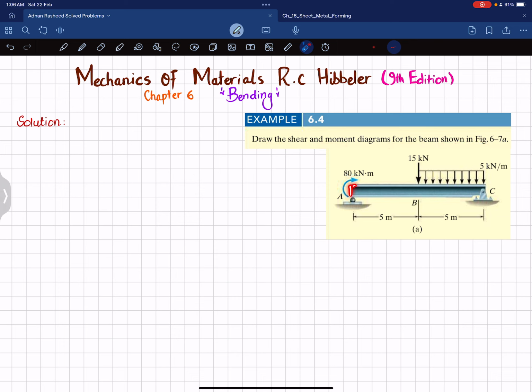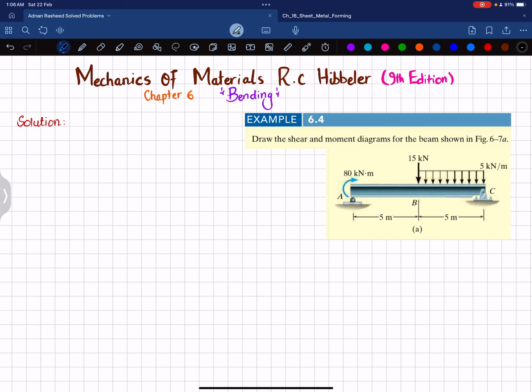So you can see this is a simply supported beam having a roller support at point A and a pin support at point C. And at point A, we have a clockwise moment of 80 kilonewton meter, and from B to C, there is a distributed load of 5 kilonewton per meter and a point load of 15 kilonewton at point B. So you have to determine the shear and moment diagram for the beam. So let's start with the solution.